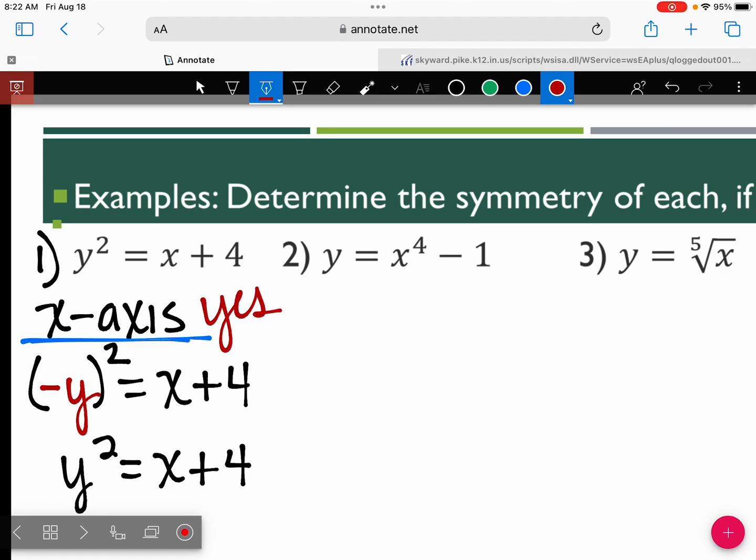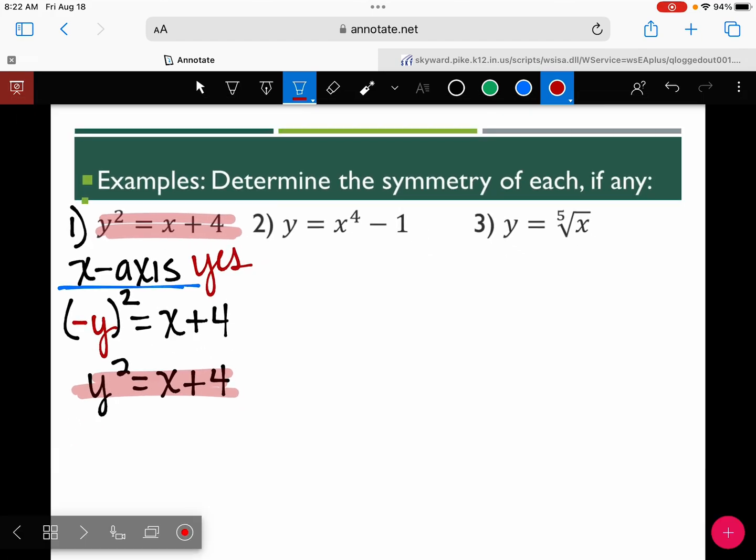Well, when you did negative y squared, wouldn't that cancel out with the squared? No. So negative 1 squared is positive 1, and y squared is y squared. The only way to cancel out a square is to take the square root, because that's the opposite of a square. So again, only because these two match, this equation matches this equation, that's why it's yes.